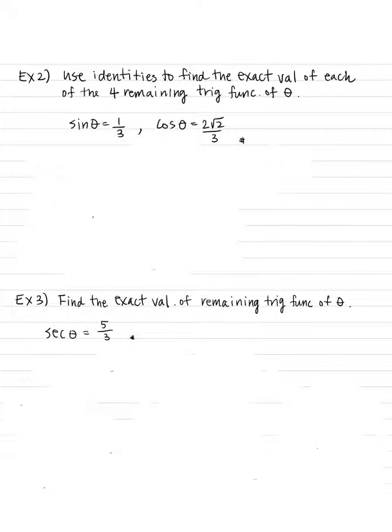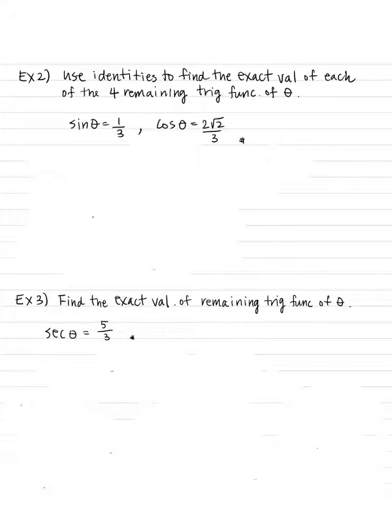Okay, so I've already wrote down the next two examples that we're going to go over. So let's just first start out with example 2. Use identities to find the exact value of each of the 4 remaining trig functions of theta. So for this example, we're given sine of theta is 1/3 and then cosine of theta is 2 root 2 over 3. So our job is to find all the rest of the trig functions, which is tangent, cotangent, secant, and cosecant. So let's get started on this problem.